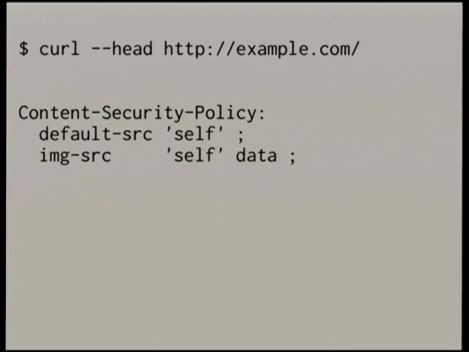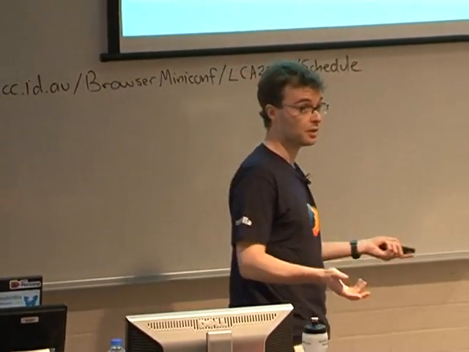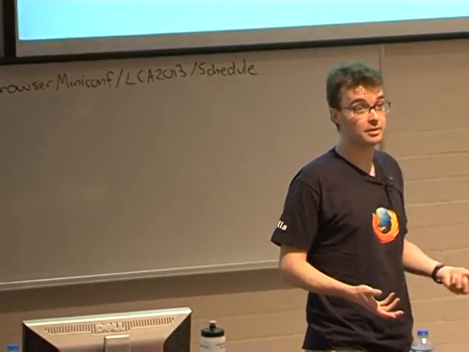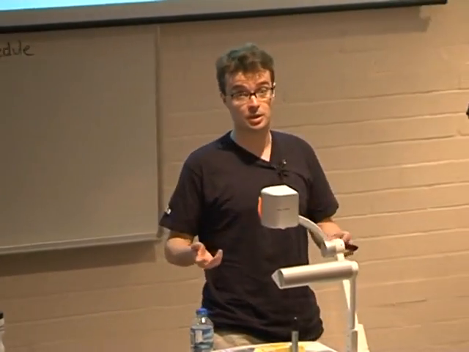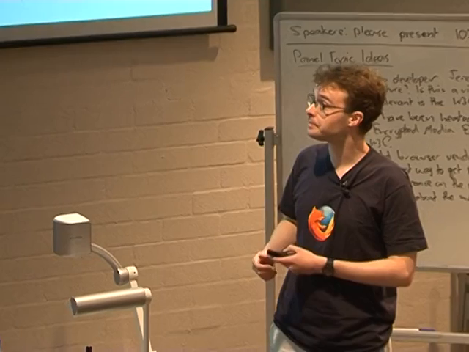The second line is img-src. This overrides the first one. So the default value was 'self'. For images, it's 'self' and data. Now, data is for the data URI, the way to inline images directly into CSS or HTML through base64 encoded stuff. So that's just there to show that you can override the default and you can have more precise directives for different types of content.